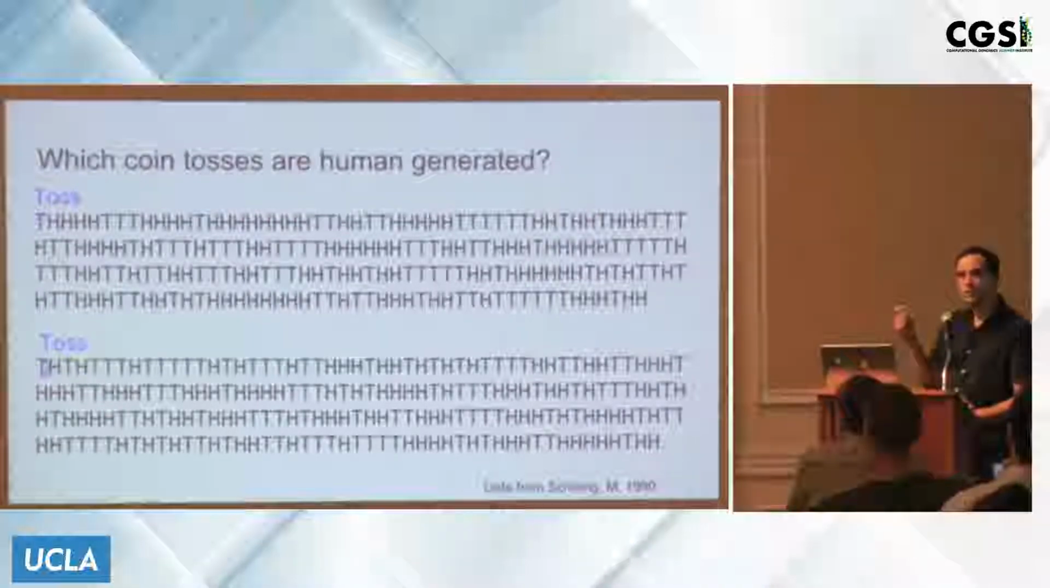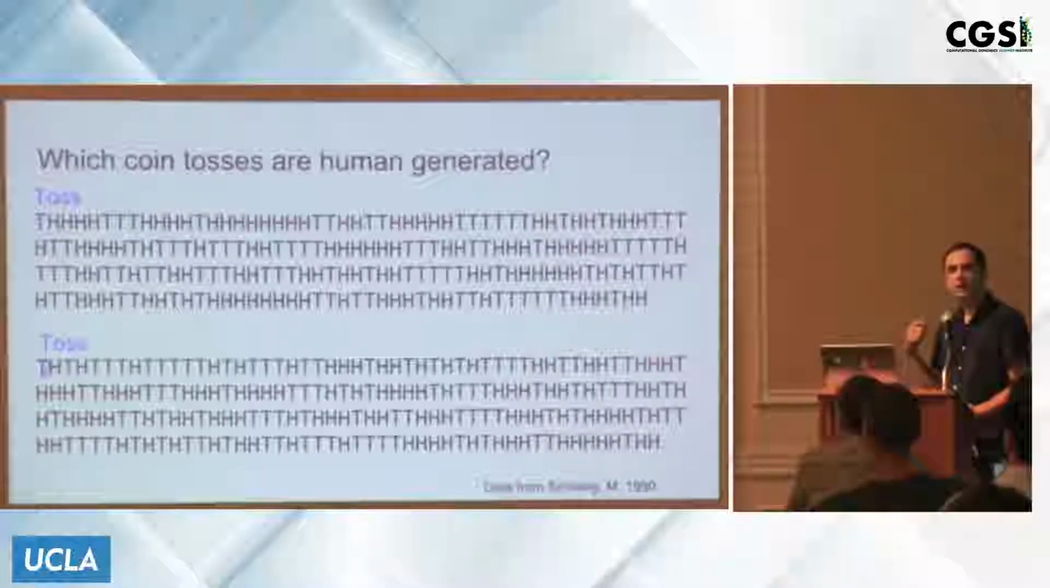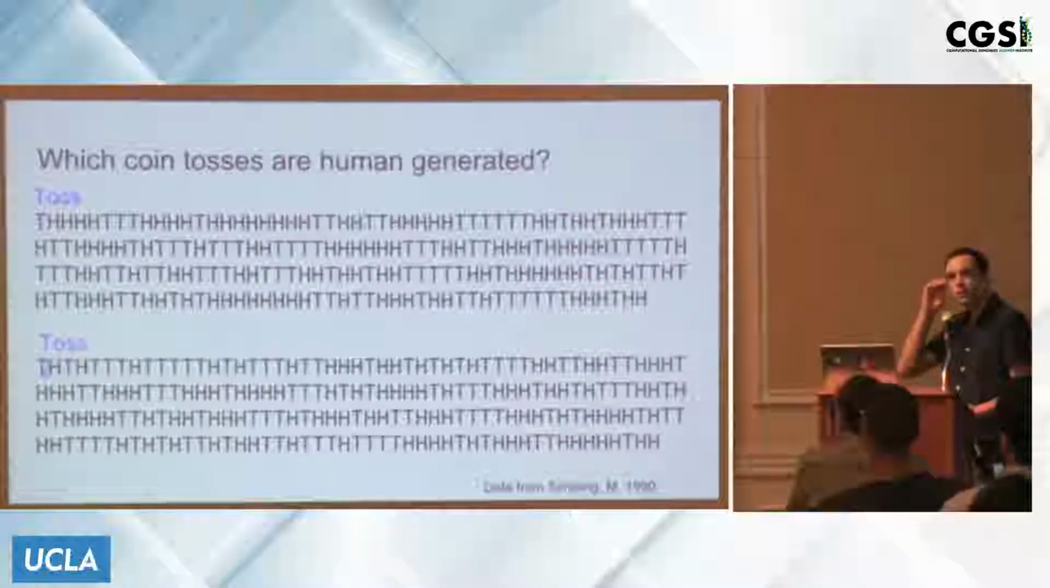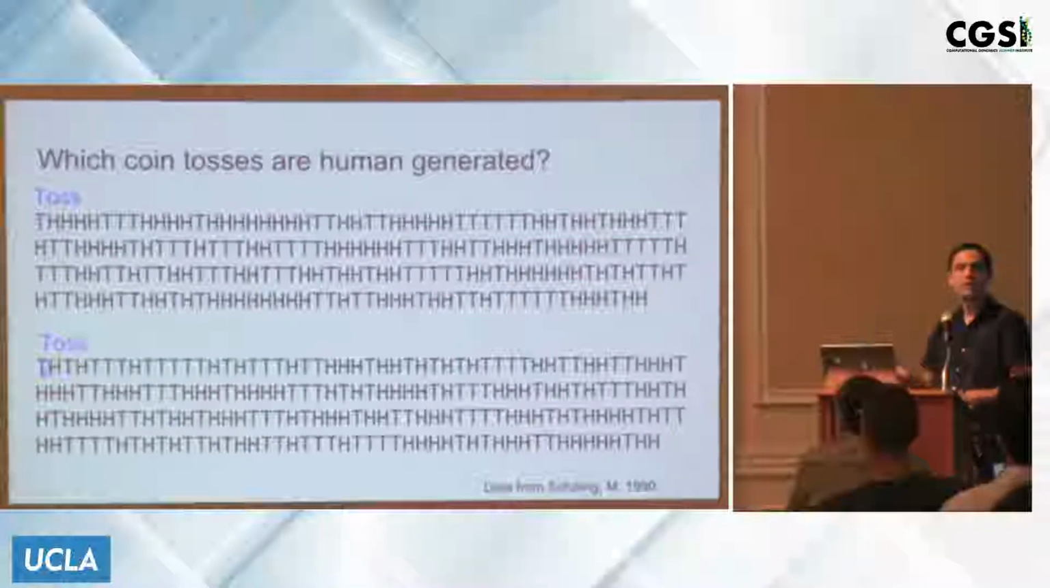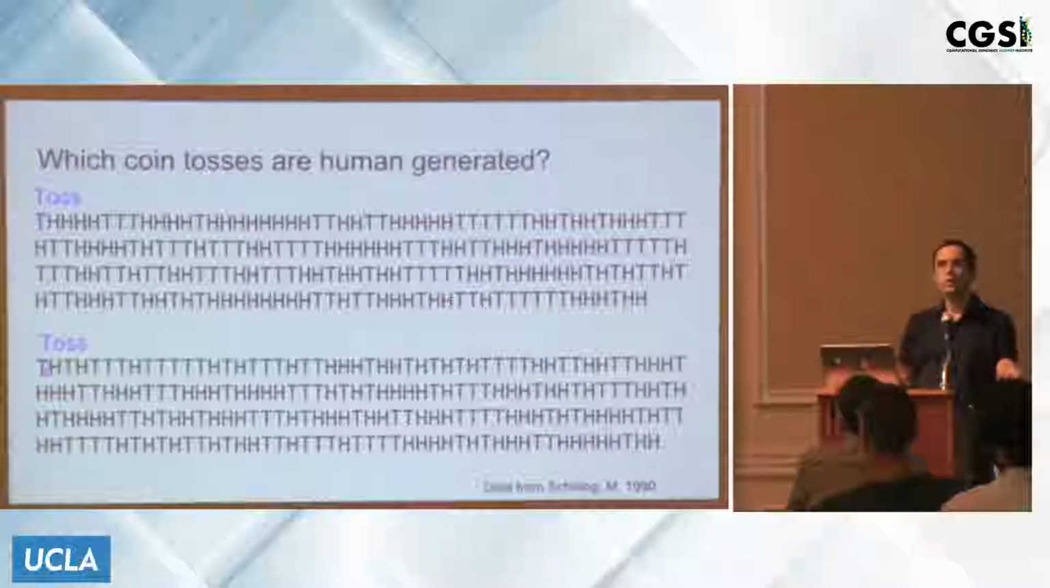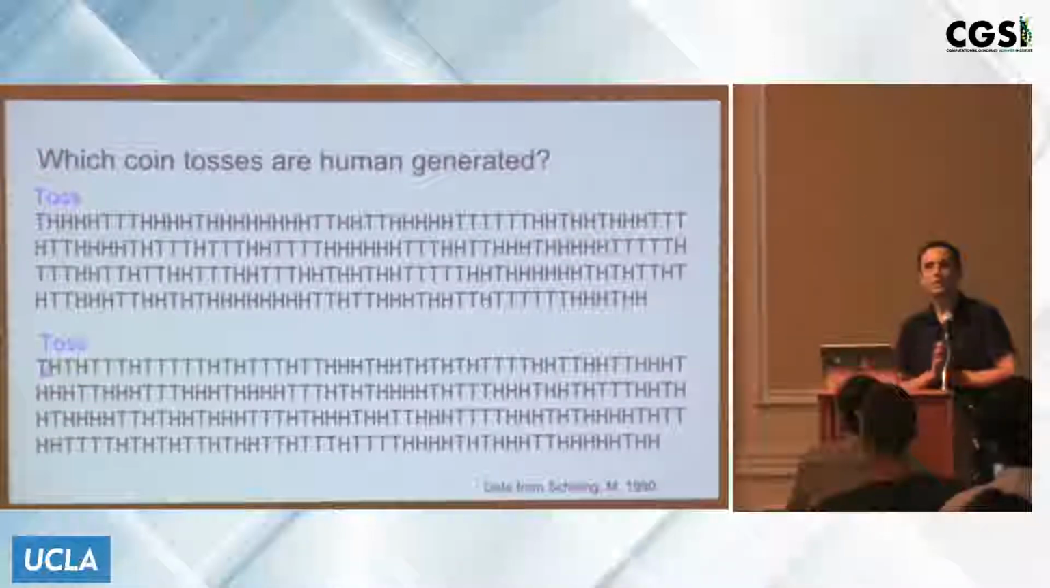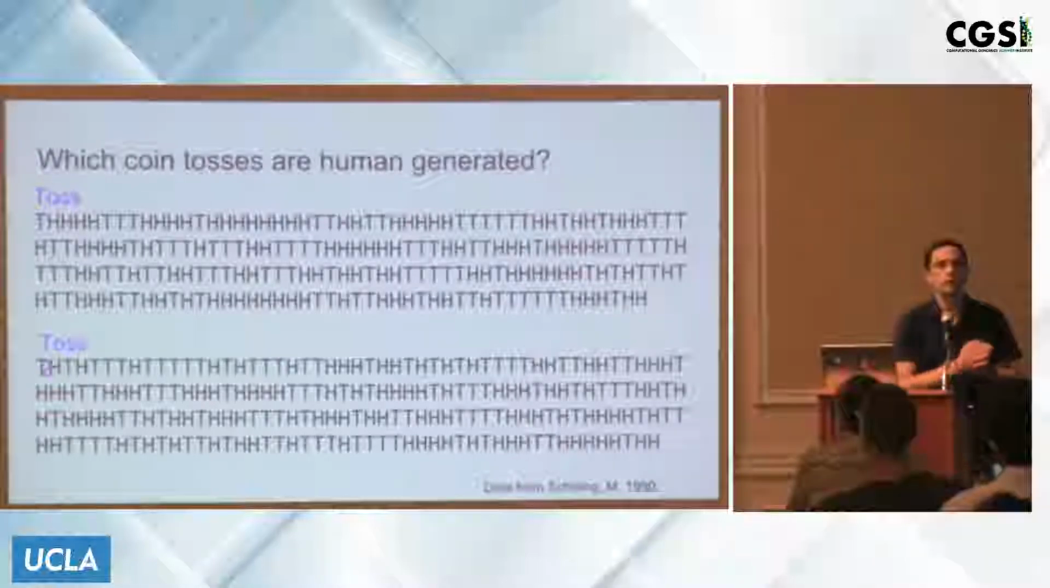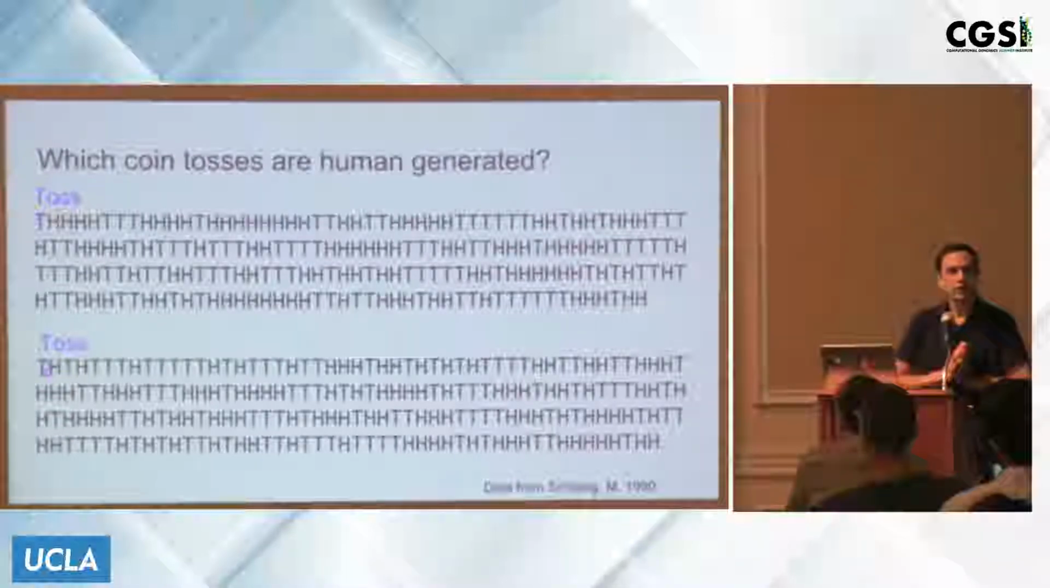One of these is created by a human, and the other is created by actually flipping a coin. So the human just imagined a set of coin tosses, and the other one is an actual set of coin tosses. By now, you've probably been able to recognize which one is the human-generated set of coin tosses and which one is the coin-generated set.